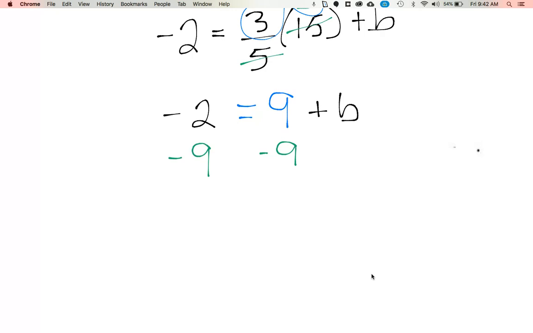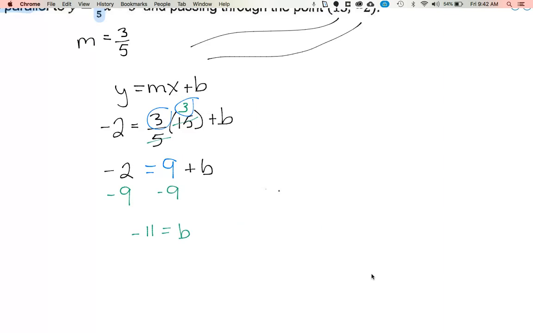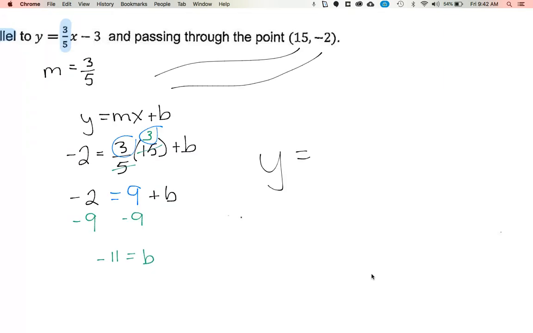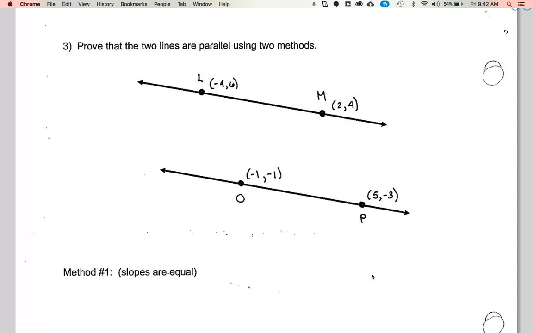Subtract 9. So we have b equals -11. So y equals, I'm getting my slope that I chose, and my new b value. All right, we're going to the next page if we don't have any questions there.